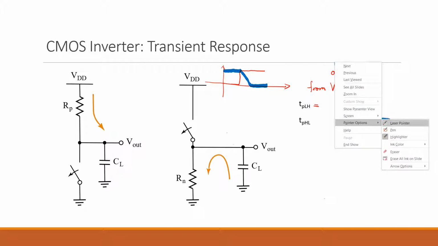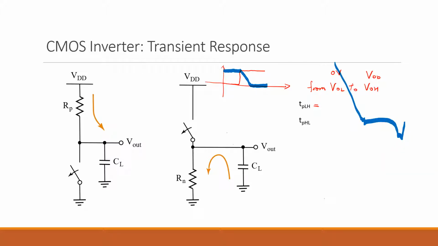And by definition, we say that we will find the point at which it reaches 50% of the goal, right? So the propagation delay will be equal to 0.69 Rp times CL. And from low to high, the propagation delay will be 0.69 Rn, for high to low, CL. Right? This is for this one. So any questions? Let me know if you have questions.